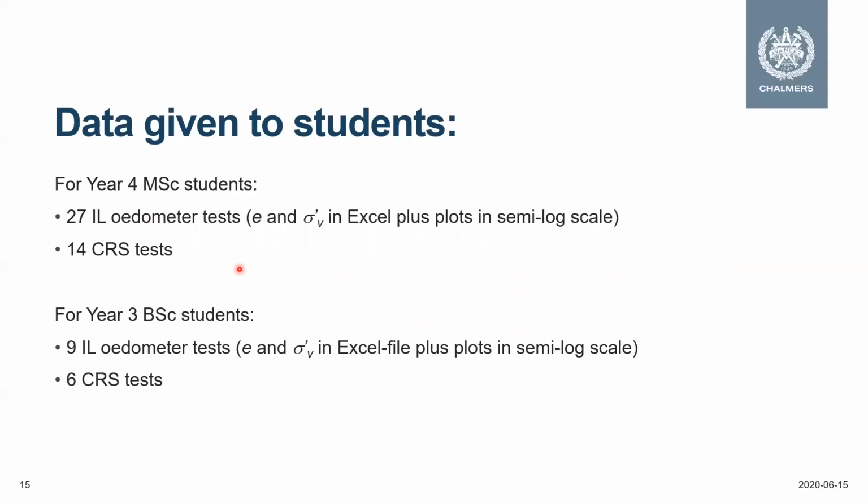After having this exercise for 2 years on the MSc level, when we started our new degree program and we moved the exercise to the 3rd year, we decided that for the 3rd year students, we would need to reduce the amount of data because they also had some other assignments as part of their course related to slope stability. So we gave them only 9 incrementally loaded oedometer tests and 6 CRS tests.